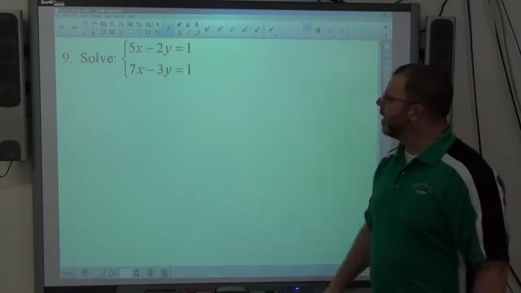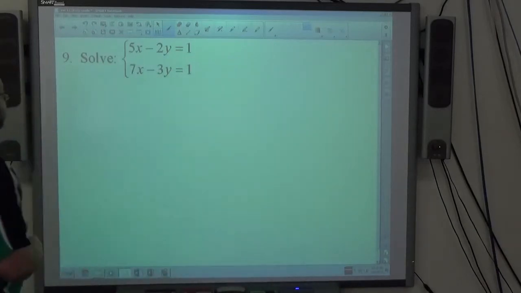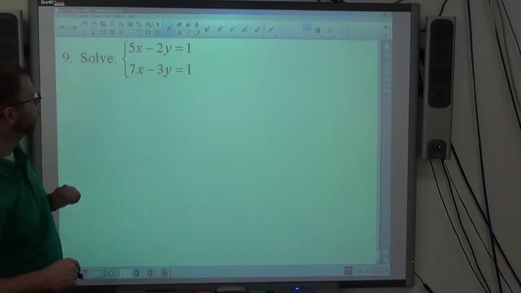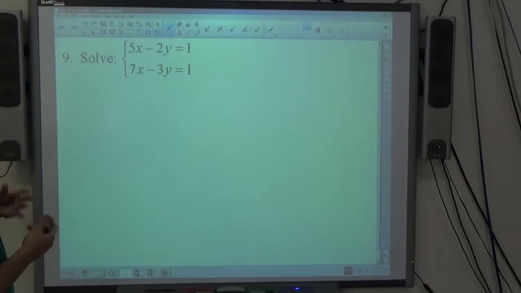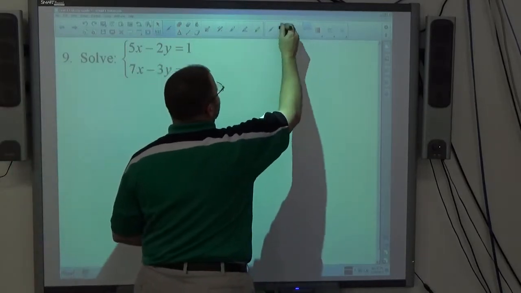Example 9, or number 9, is the same kind of problem. This time, these aren't the same, neither of those. We don't have different signs on anything, so getting rid of either x or y, one's just as good as the other. I'm going to get rid of y again.